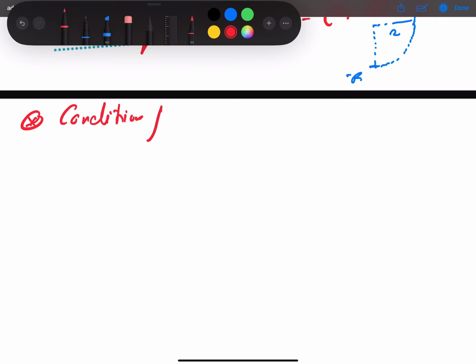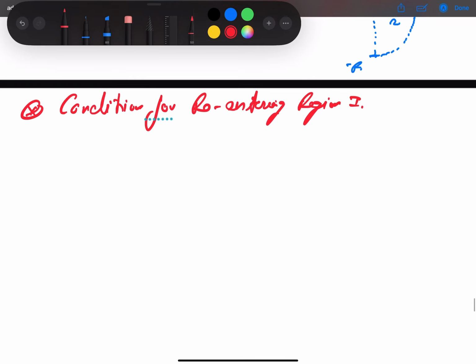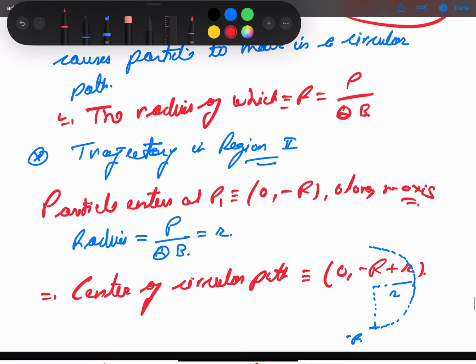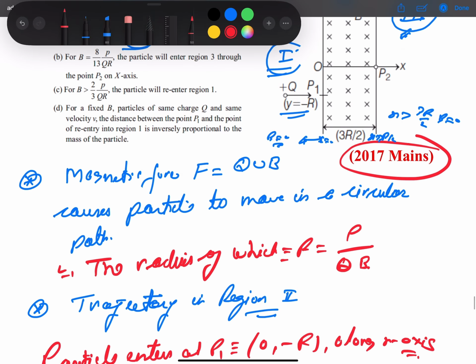Condition for re-entering region 1. The condition is that the radius must be small enough that the particle does not exit. So it means the value of the radius should be smaller than this particular value.